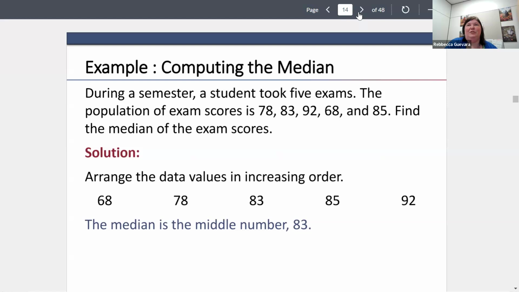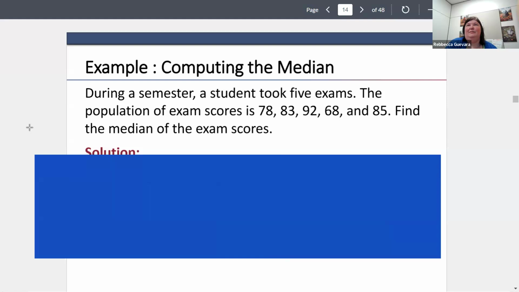Accidentally left a solution on here, so let me get rid of that for a second. It was the wrong color.